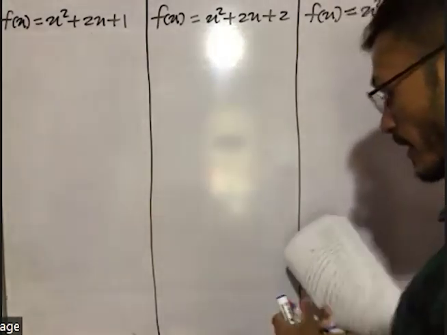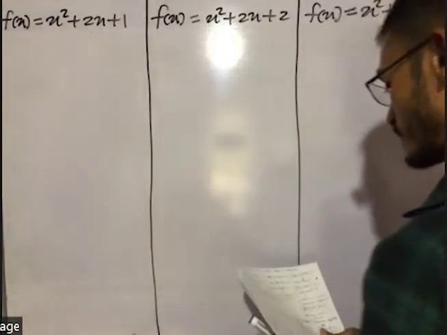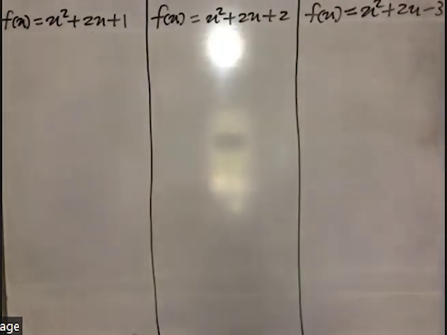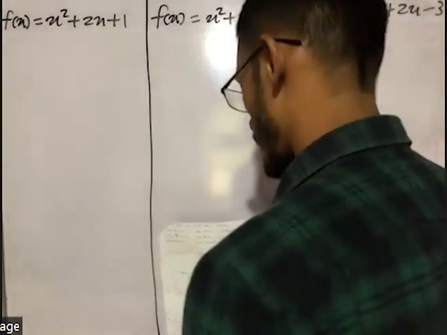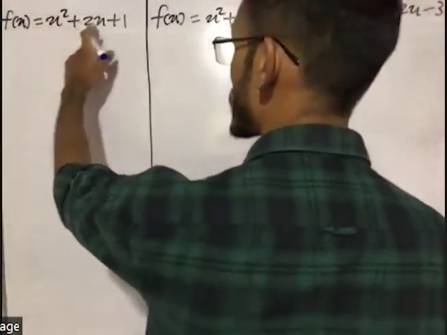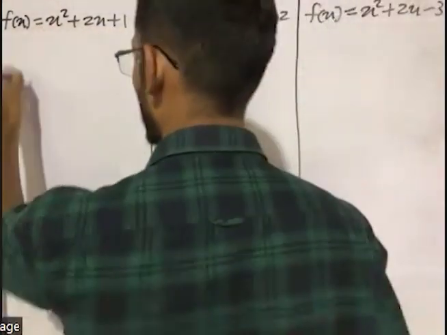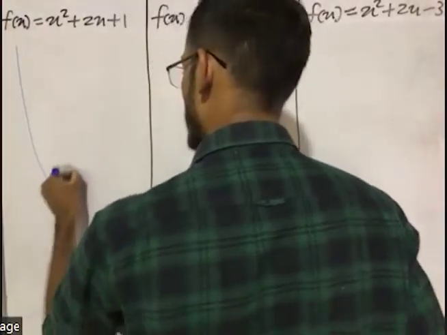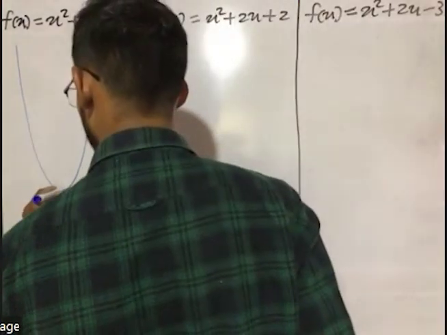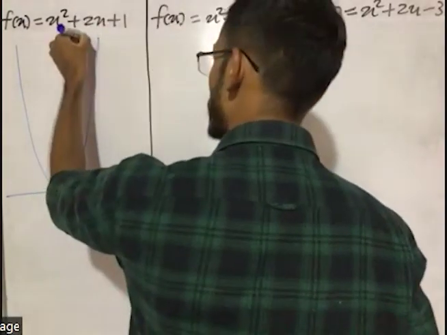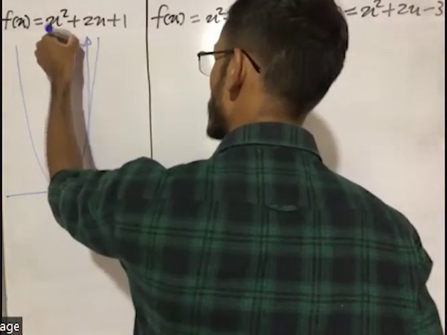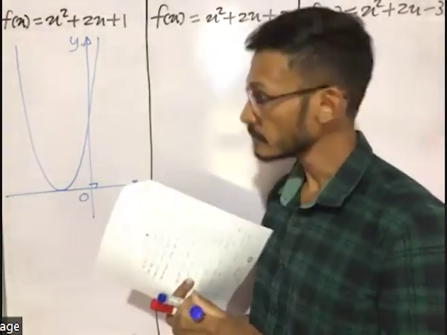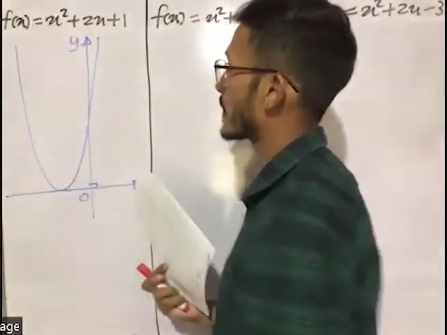Now I'm going to write down those equations and draw the graphs of these three functions, right? So first graph, f(x) equal to x square plus 2x plus 1. If I draw the graph, this is a parabola, a parabolic shape graph. Here, this is the y-axis and x-axis. Now, this is the graph f(x) equal to x square plus 2x plus 1.